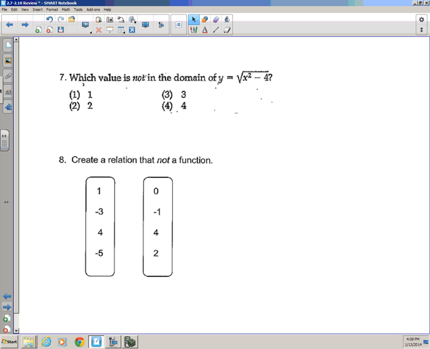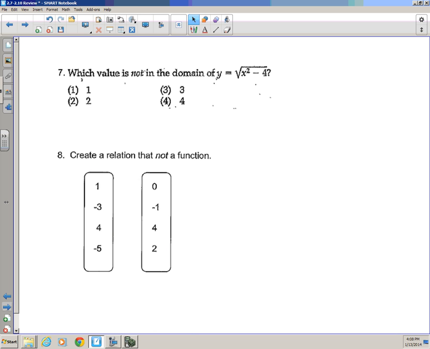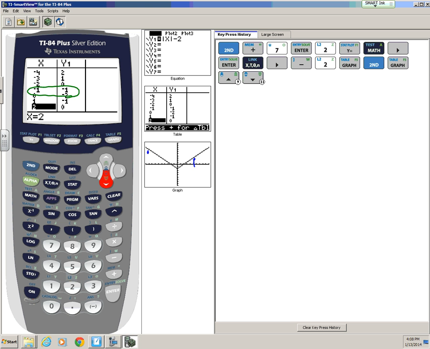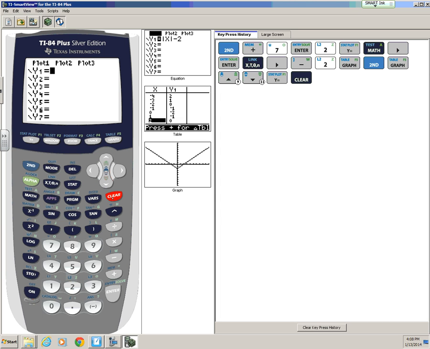Alrighty. Next one. Which value is not in the domain of y equals the square root of x squared minus 4? You can do this one of two ways. You can plug in the values or go right to your calculator and check your table of values. I think that's what I'm going to do. So I'm going to go into my calculator, go into my y equals, and clear out what's there.